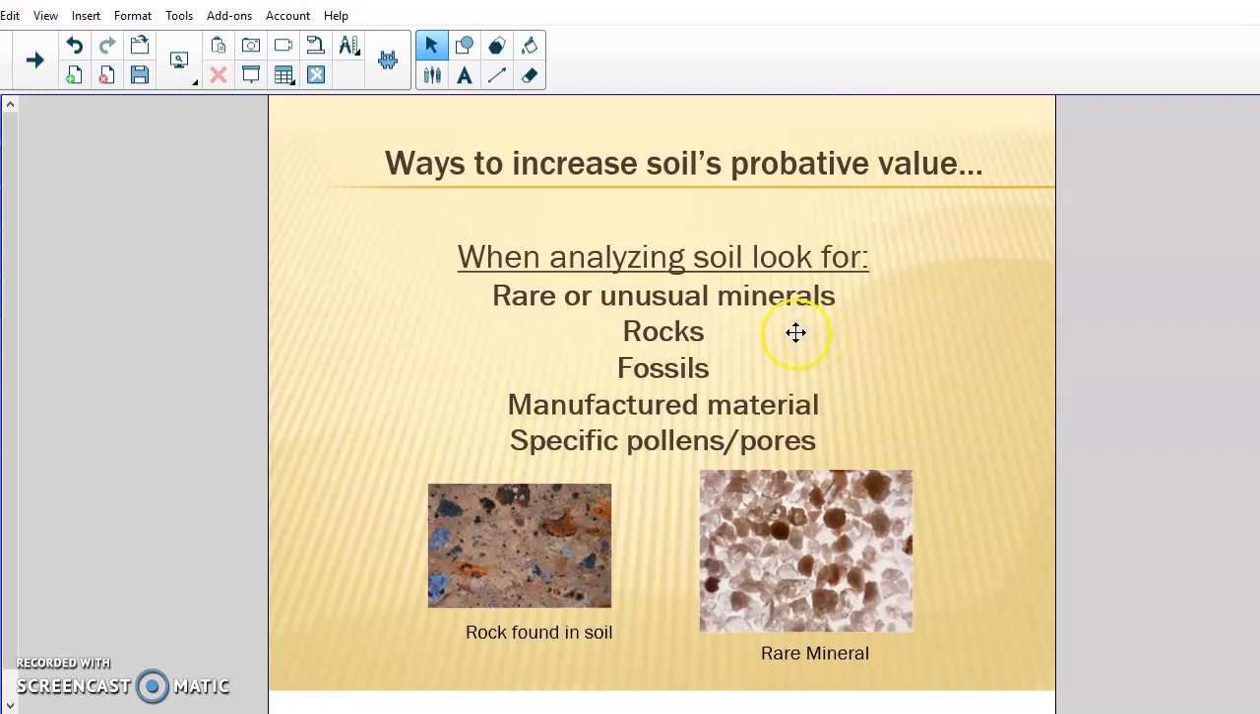Otherwise, soil is usually considered a class characteristic, and you can narrow down a location with it pretty successfully, but an exact location, like this person's front yard, is a little bit harder to do.